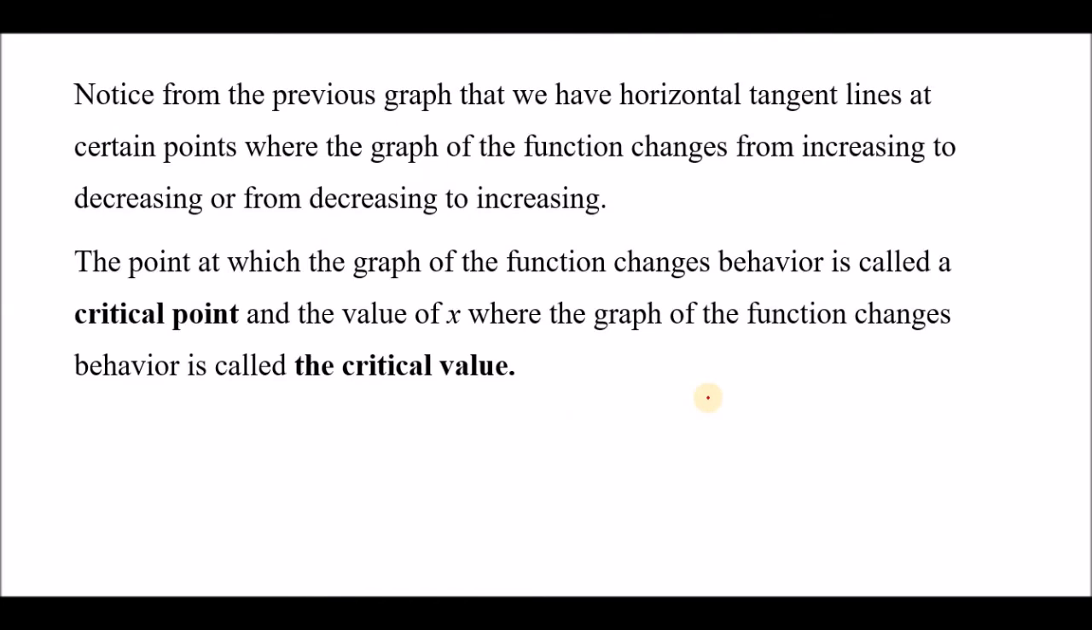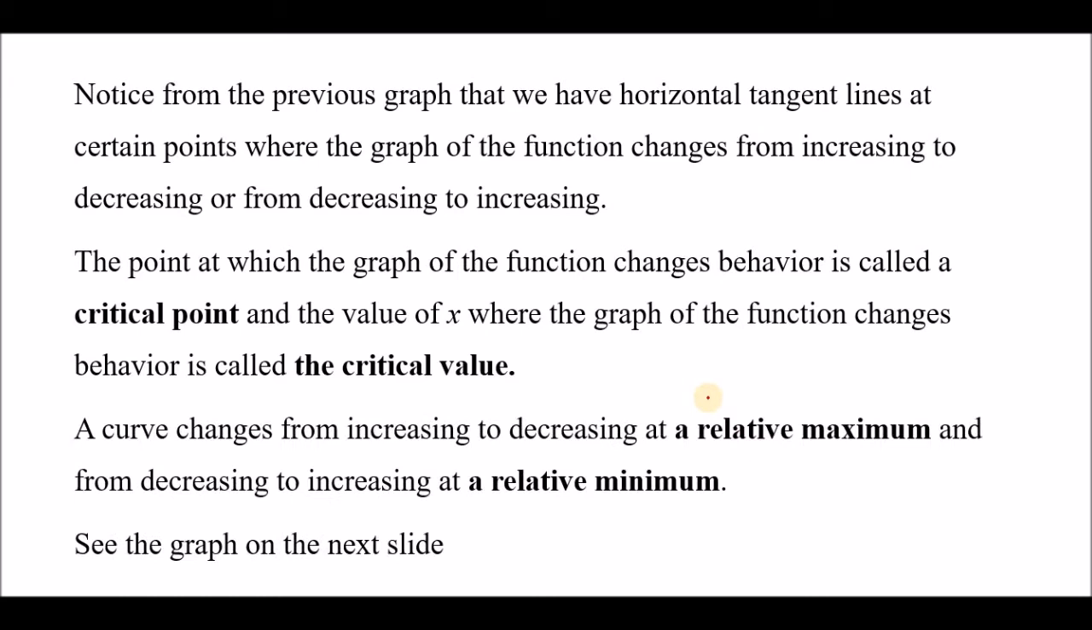And we have another f prime of x is equal to 0 when it is coming from decreasing to increasing. The point at which the graph of the function changes behavior is called a critical point, and the value of x where the graph of the function changes behavior is called the critical value. A curve changes from increasing to decreasing at a relative maximum, as we noticed from the previous graph, and from decreasing to increasing at a relative minimum.